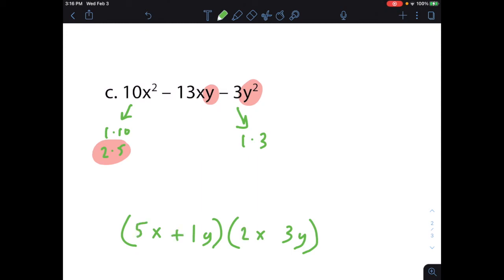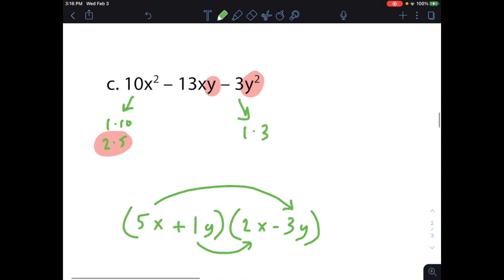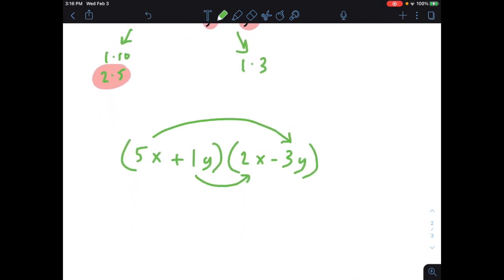I'm going to make this one positive and that one negative. So then when I distribute here and I distribute here, I get -15xy and I get +2xy. And when I add those together, I get -13xy, which is what I want. So I got lucky. And part of it is I was able to look at that and see a relationship here, because 5 times 3 is 15, 2 times 1 is 2, and the difference is 13, so that's what I want.